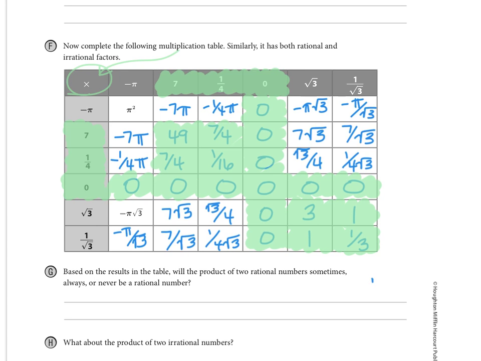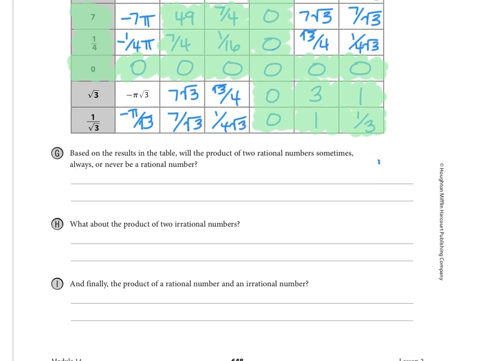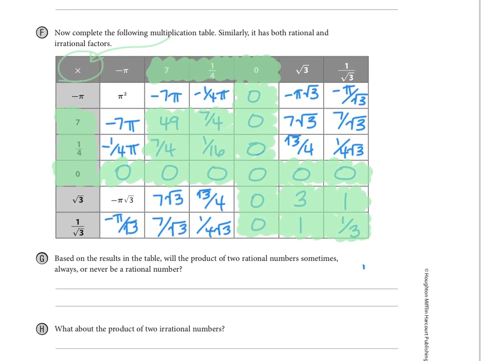If you will answer questions G, H, and I, the exact same way we did the last set of questions, try to answer G, H, and I. So just based on what it's asking, paired together and given always, sometimes, or never answer. You can even give some examples if you want to, but just try to answer those questions, and that's what we're going to talk about tomorrow.